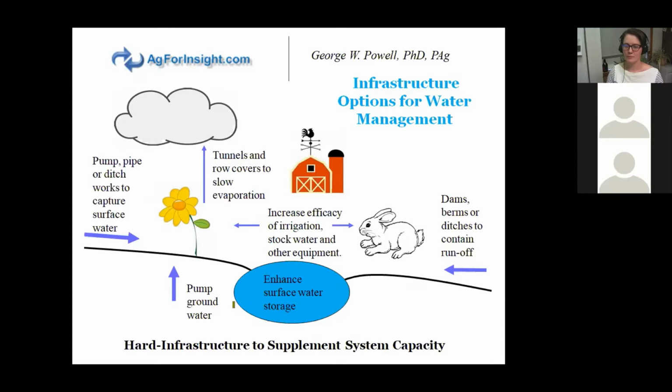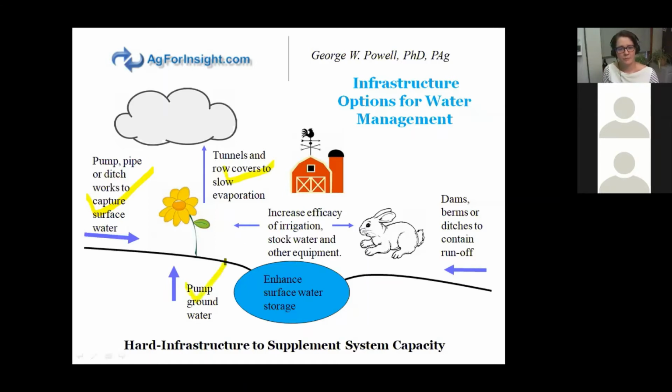In terms of water management, we have two main streams. The first, which I'll refer to as hard infrastructure. These are built solutions to supplement the system's capacity. So you can pipe, pump, or ditch water to capture additional surface water for your use. You can use tunnels or row covers to slow evaporation from the surface.